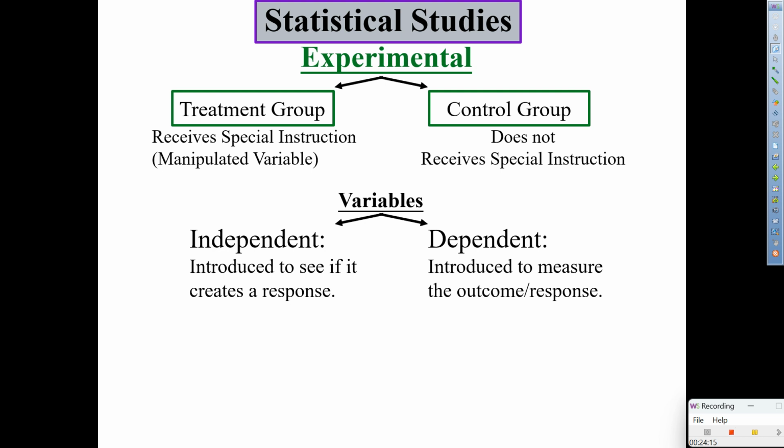Tell your neighbor in your own words, what's the difference between independent and dependent?